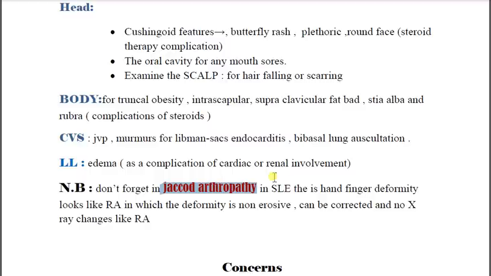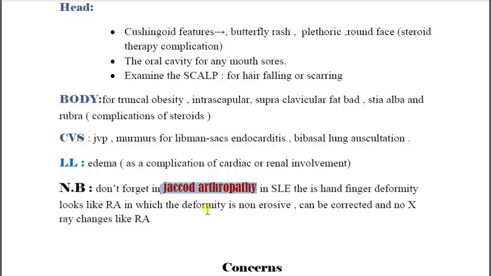The deformity of SLE or Jaccoud arthropathy can be corrected by flexion and extension and by functional movement. But in rheumatoid arthritis, the deformity is not corrected at all. And in X-ray there are no changes of rheumatoid arthritis. We know that rheumatoid arthritis has X-ray changes, but in Jaccoud arthropathy there are no changes at all.